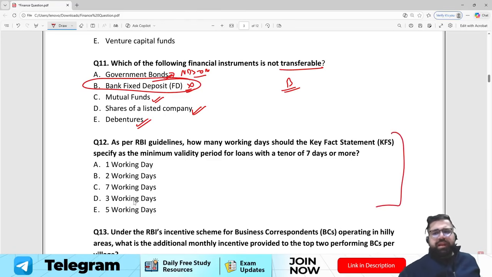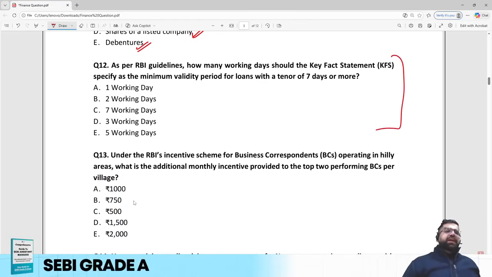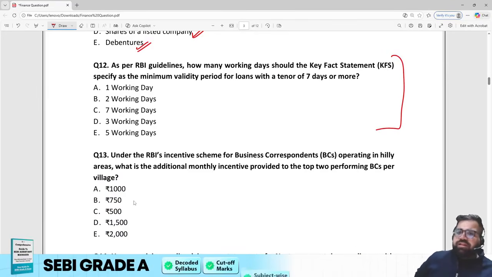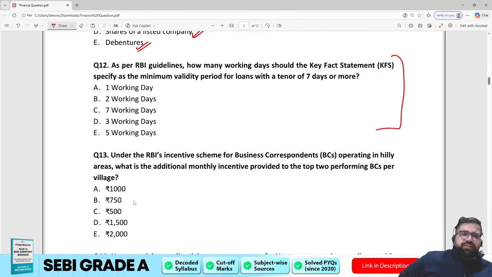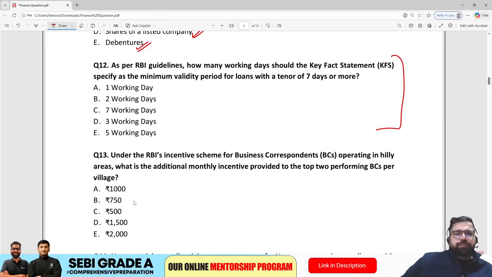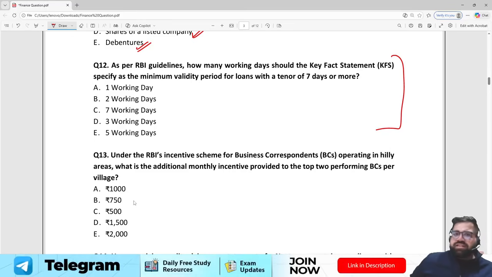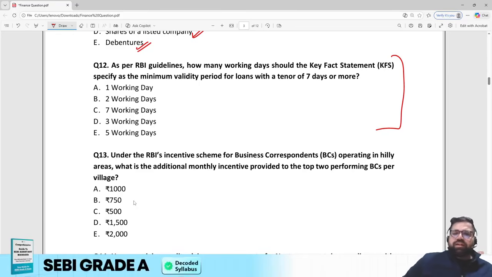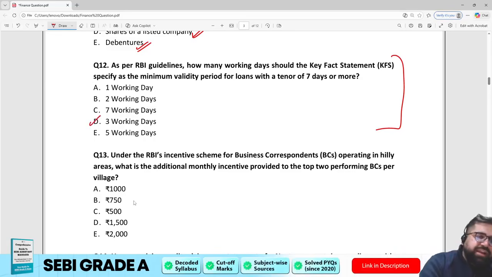Now, coming to RBI notifications. As per RBI guidelines, how many working days should a key fact statement specify as the minimum validity period for a loan with a tenure of 7 days or more? Now, clearly this question is based on the RBI notifications of last year. This is not relevant right now, but I will advise you to cover at least RBI notifications of, let's say, 3 to 4 months prior to your exam, because RBI is the banking regulator, monetary authority, so certain questions can be asked in finance CA. The correct answer over here will be option number D, 3 working days.